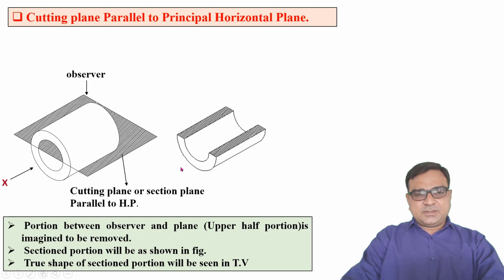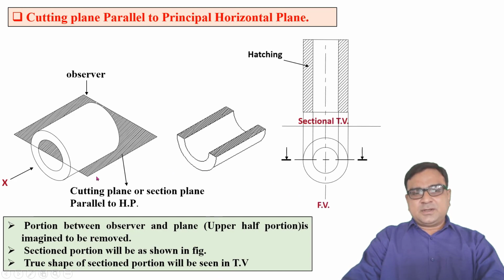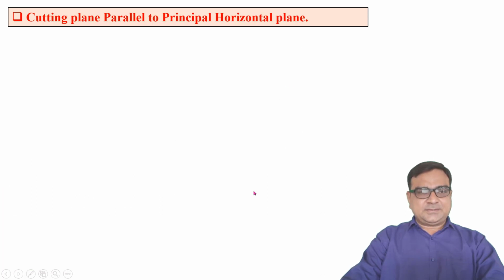So when you observe the front view of this part, for the full cylinder, this is the front view, two concentric circles. But for the sectional top view, after removing the top portion, the top view will be like this, in which these two surfaces come under cutting. So that surface is represented by hatching lines.